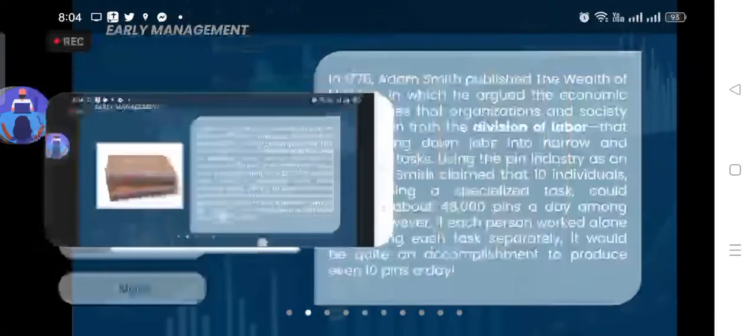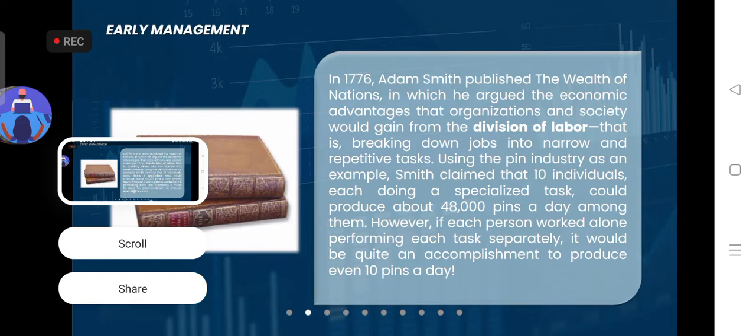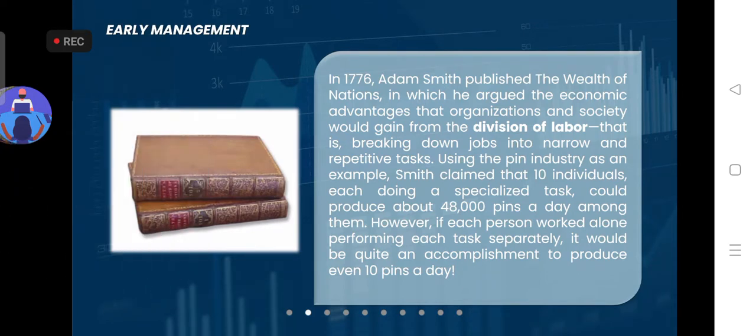So the third one is The Wealth of Nations. Adam Smith stated the economic benefits of the division of labor for organization and society in his book, The Wealth of Nations, which was published in 1776. The division of labor, or job specialization, is the breaking down of jobs into narrow and repetitive tasks.